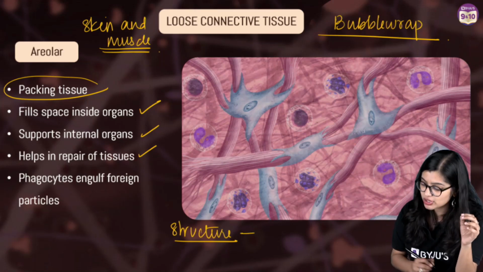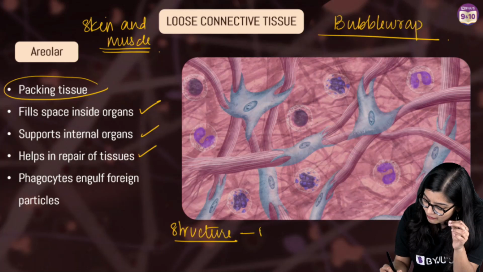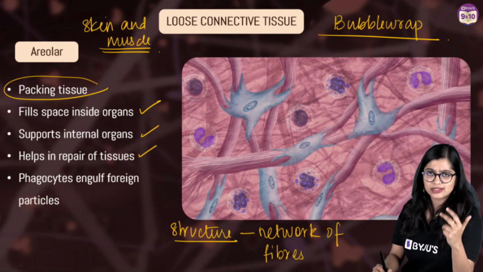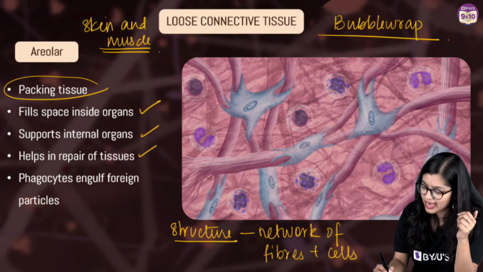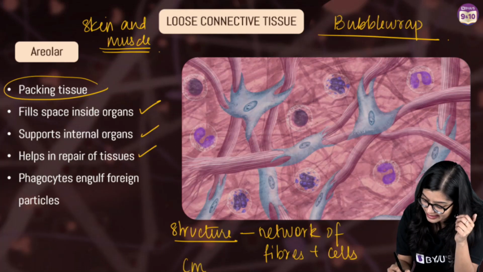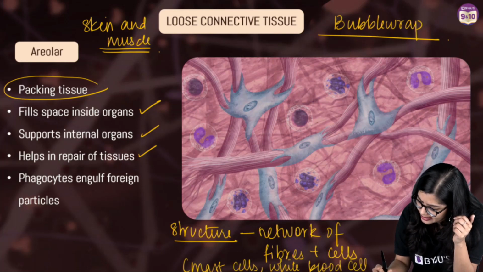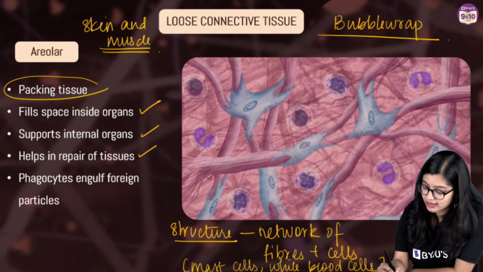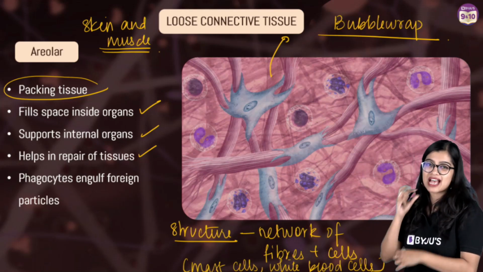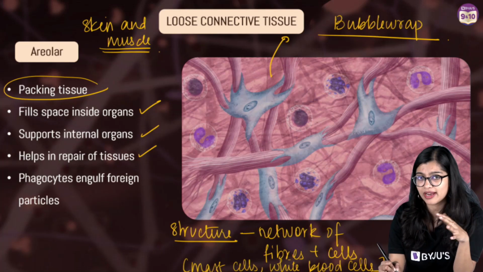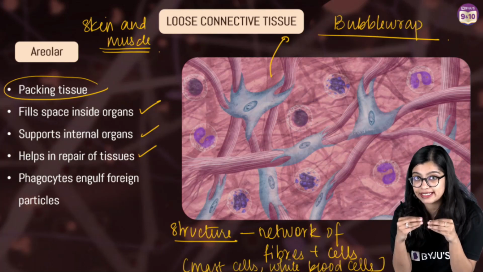Now, when you talk about the structure, we see that it is made up of a network of fibers like collagen and so on. Then we also find various types of cells. So here we see that we find cells like mast cells and white blood cells, and they are all glued together in a gel-like matrix which has carbohydrates. We see that it has proteins and it has water in it, right? So that is why we say it is jelly-like.